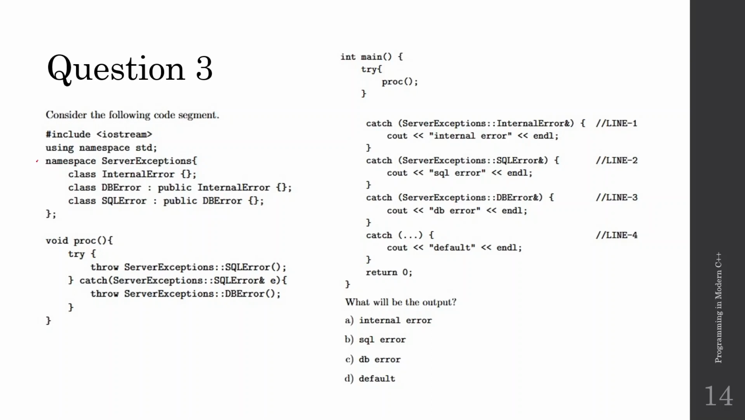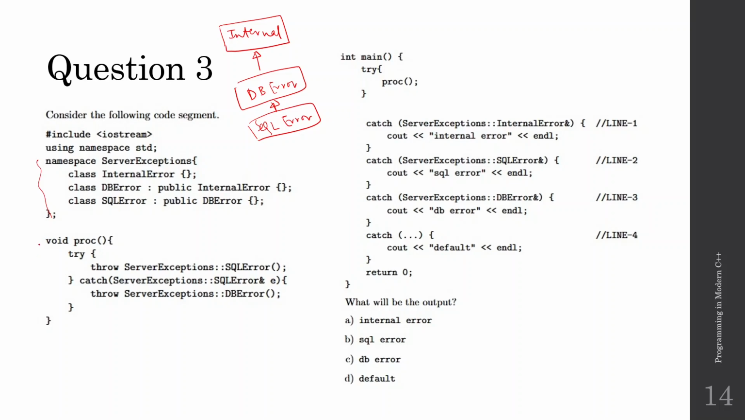So here we are first defining a namespace, and in the namespace we have three error classes which derive from each other. So first we have internal error. Then we have DB error, so this derives from internal. And then we also have SQL error. So this is the class hierarchy of the exceptions.